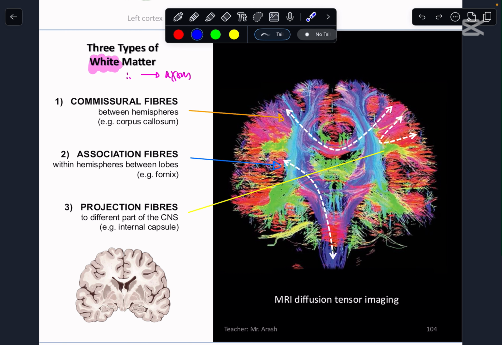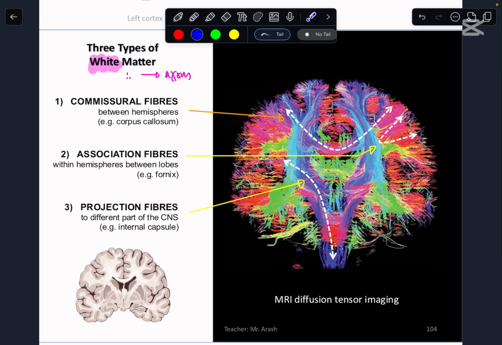If you look at the projection fibers, those are the ones that connect different parts of the central nervous system. Oh, sorry, I made a mistake. Sorry, guys. These ones are association fibers, and these ones are projection fibers, connecting different parts of the central nervous system. So you can see you're going from the cortex, for example, to the spinal cord. Right? So again, commissural fibers connect left and right brain.